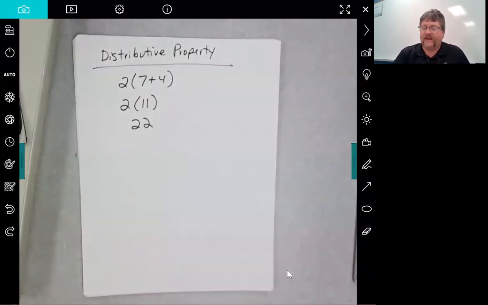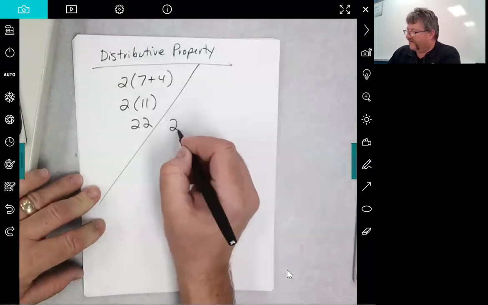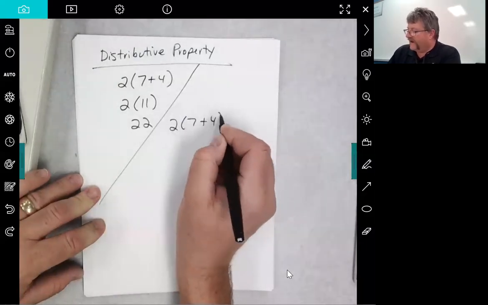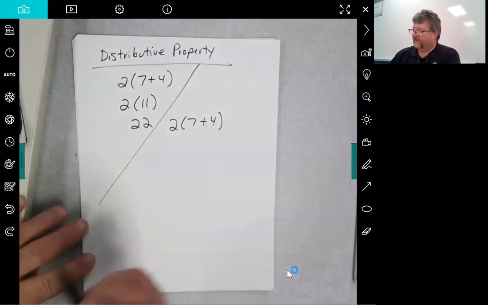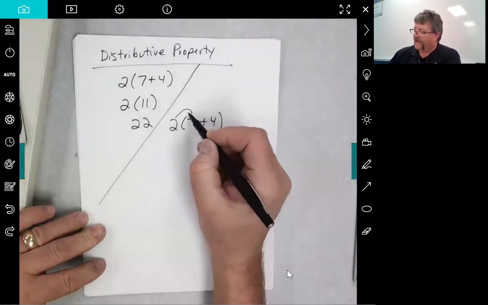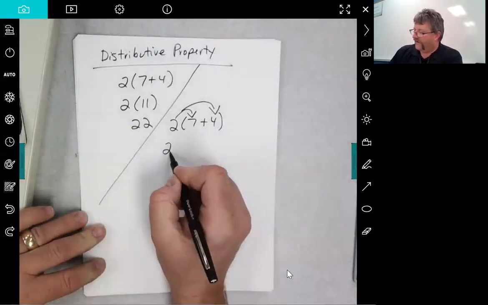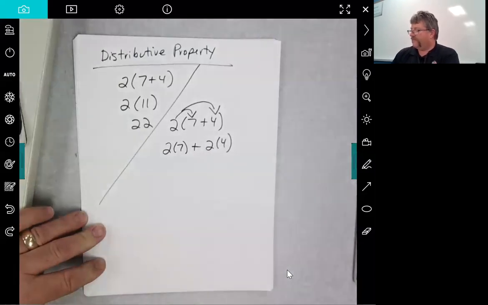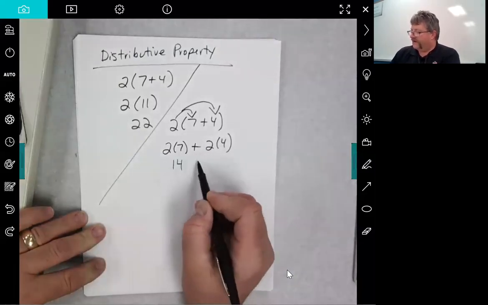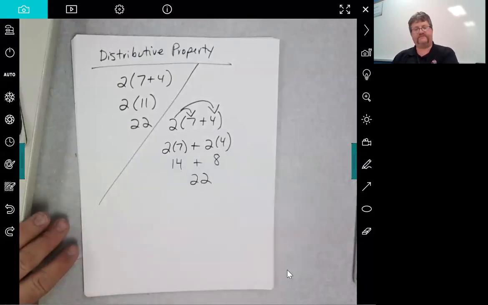Okay, and that's fine and dandy. There's nothing wrong with that. But there is an alternative. I can take that same problem and do what's called distribute the 2 across the parentheses. It's really 2 times 7 plus 2 times 4. So let me write it out: 2 times 7 plus 2 times 4, which is really 14 plus 8, which is that same old 22.